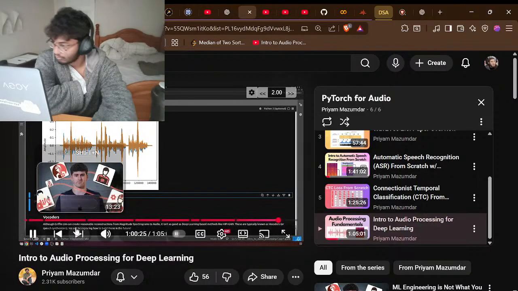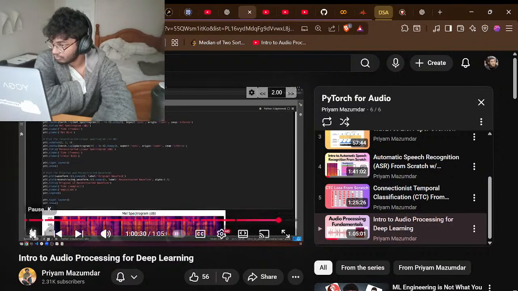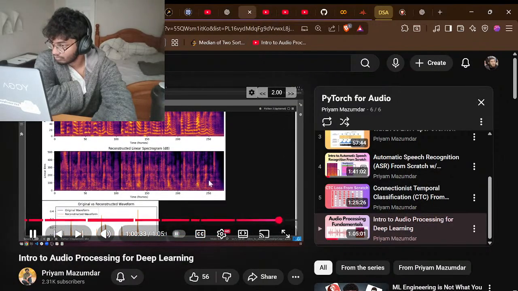Okay, so not bad. It sounds a little robotic, right? But we did reconstruct something. And this could be an artifact of the lack of the one-to-one mapping to go from MEL.